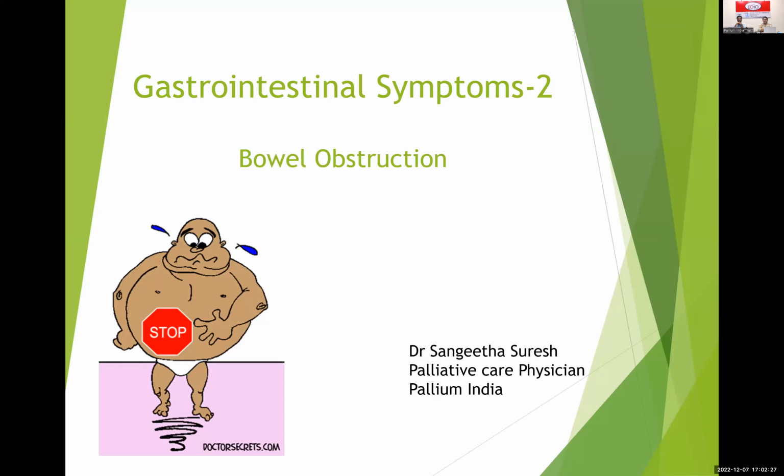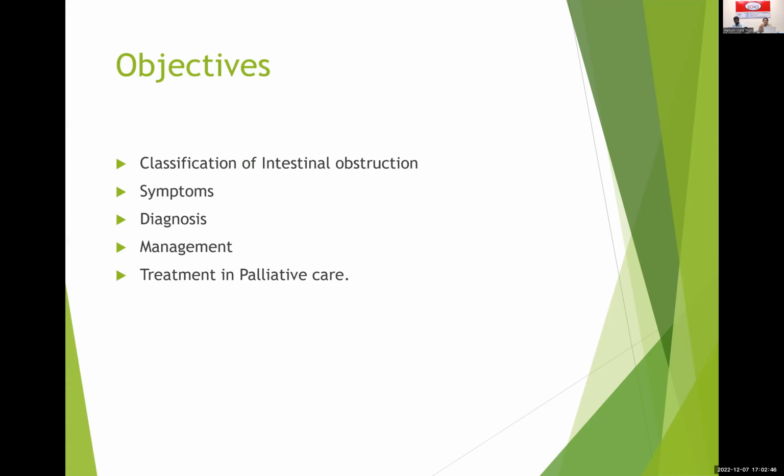Okay, gastrointestinal symptoms. This is our second part, where we are going to deal with bowel obstruction. Bowel obstruction is one among the common mismanaged symptoms or problems when it comes to the GIT. I hope most of you might have seen a case of bowel obstruction. Today we are going to discuss this in great detail from a palliative care perspective. And today, the things that we will be covering.